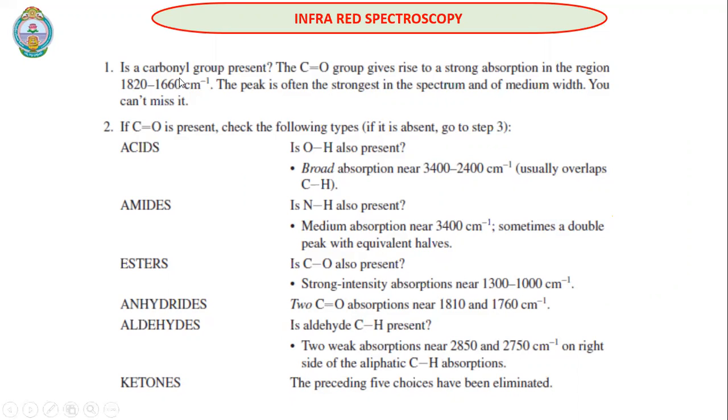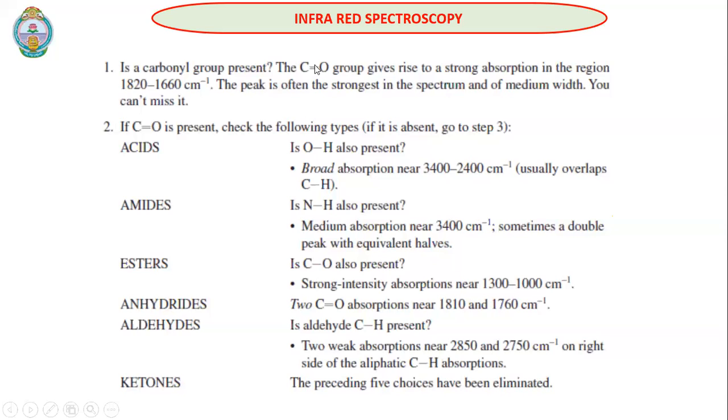If you have that C=O peak, then immediately go for carboxylic acids. If it is a carboxylic acid, it will give a very, very broad peak, right? From 3400 to 2400 centimeters inverse. A very broad peak. This type of peak will not be observed for any other functional group.